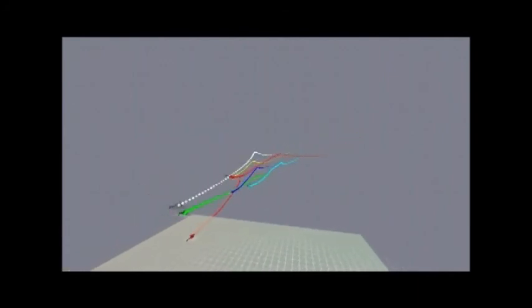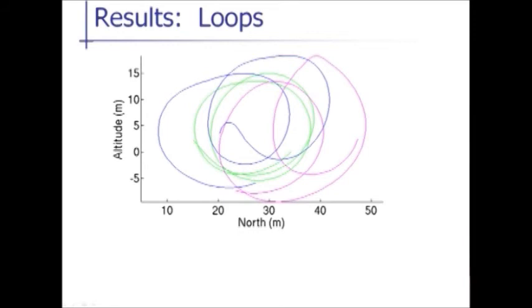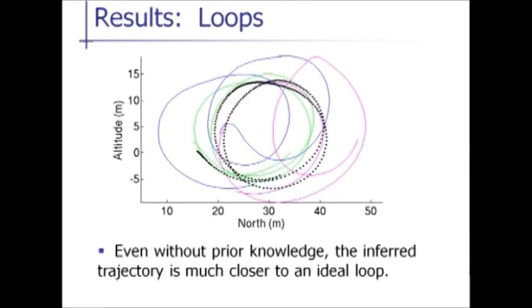Okay, so let's look at some results here. These are demos that the pilot provided, and you'll notice that they look very different, right? There's a lot of variability here. So the black dotted line here is what the algorithm learned, and you'll see that it is a much, much cleaner version of a double loop than what the pilot could fly.